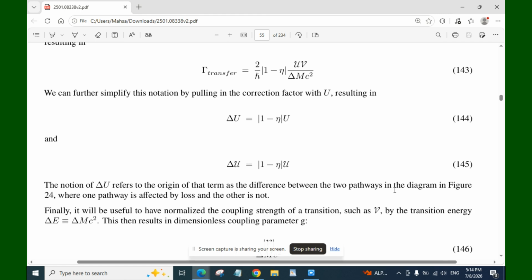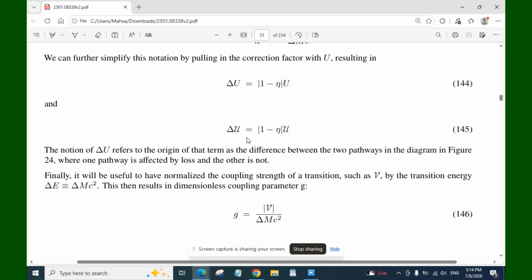We can further simplify this notation by pulling the correction factor in with u, resulting in delta u is equal to absolute 1 minus eta multiplied by u. The notion of delta u refers to the original terms as the difference between the two pathways in the diagram in figure 24, where one pathway is affected by loss and the other is not.